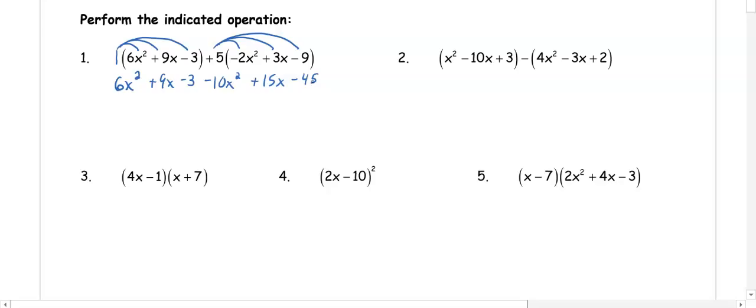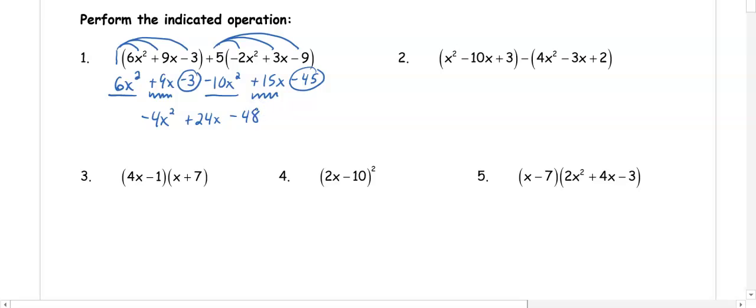Now we're going to combine like terms. Remember, when you combine like terms, only the coefficients are going to add or subtract, but the variables, or not having a variable, is going to remain the same. So 6x squared minus 10x squared would get us 4x squared. 9x plus 15x is 24x. And negative 3 minus 45 would get us negative 48.